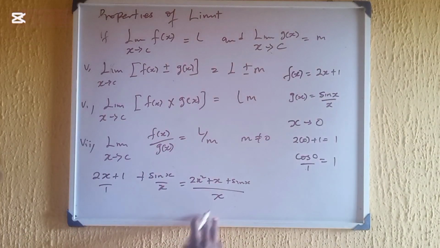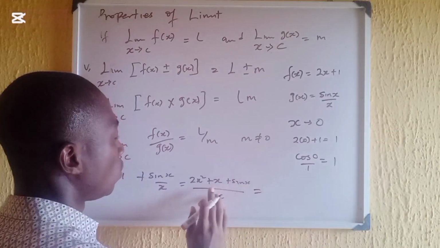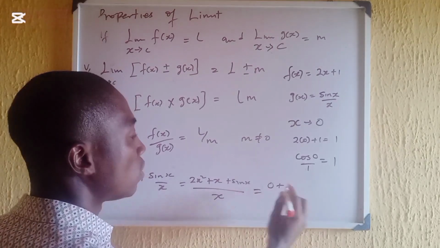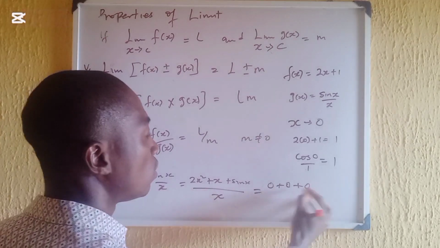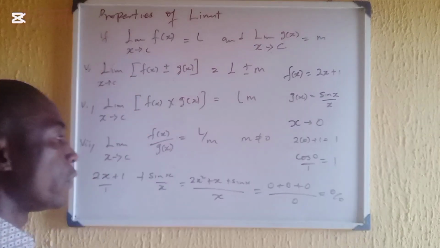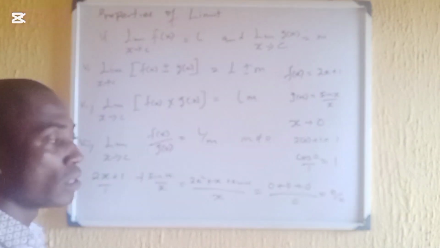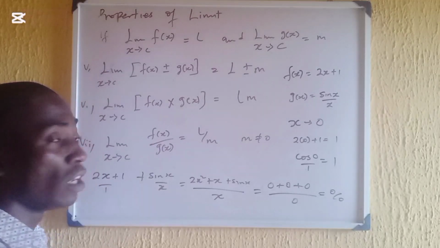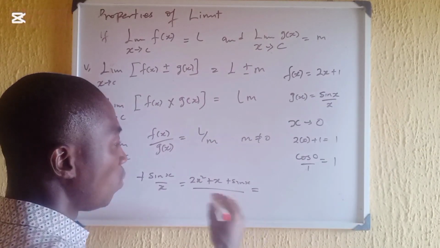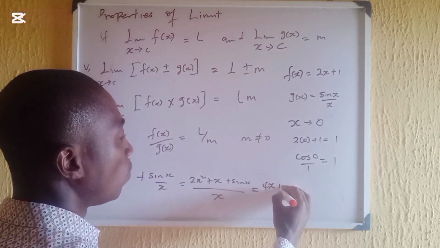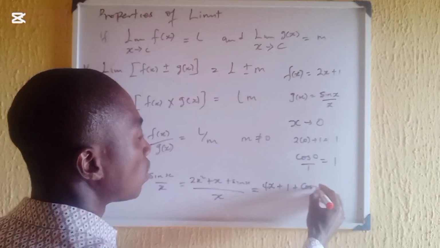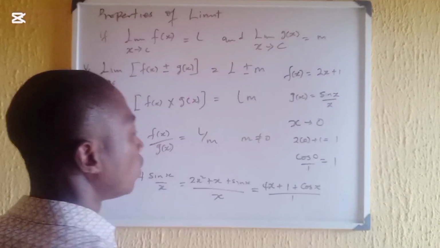Now, as x approaches 0, we put 0 here, and we're having 2 times 0 squared, that gives us 0 plus 0 plus sine 0, 0 over 0. You can see that it is undefined. 0 over 0 is not a number. So what do we do? We differentiate the numerator and denominator. We'll be having 4x plus 1 plus cos x over 1.